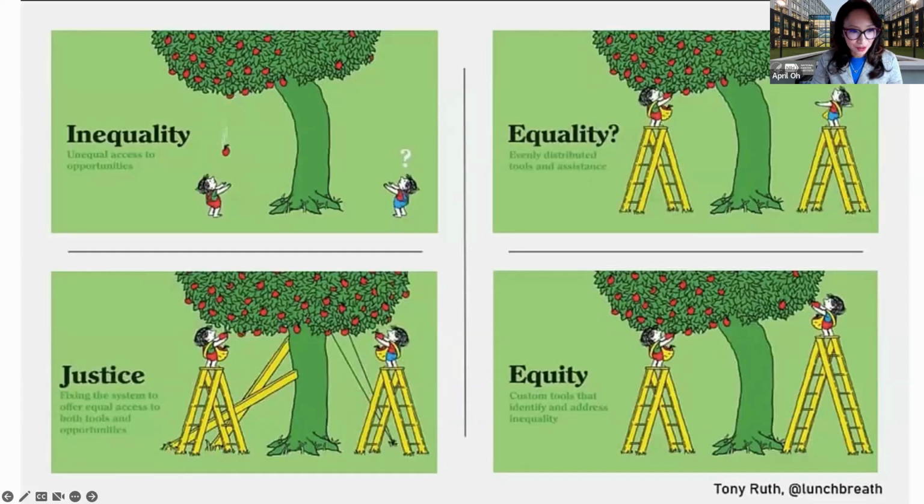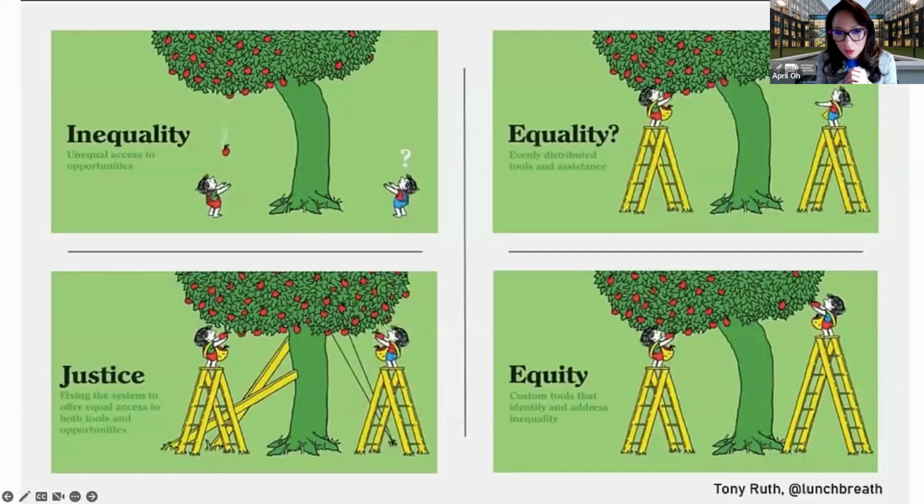On the lower left-hand corner, you can see here injustice. This is where there's fixing of the system to offer equal access to both tools and opportunities. And here you can see that there's some adjustments made to the tree, leaning the tree that was previously leaning more towards the left, towards the girl. Now we have changed the structure of the tree so that the tree leans more towards the middle, so that those tools and assistances that were offered before with the ladder are now able to be accessed equitably for the two children.